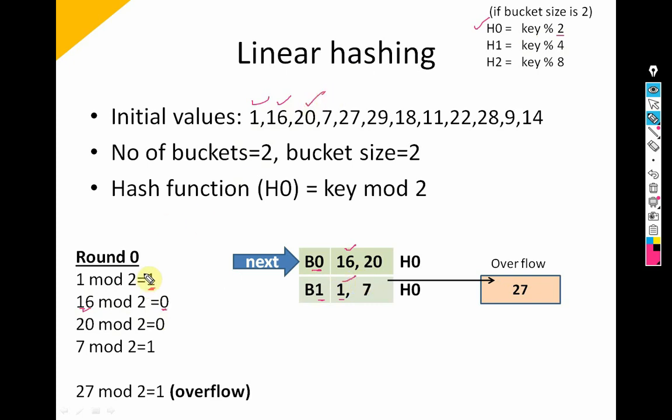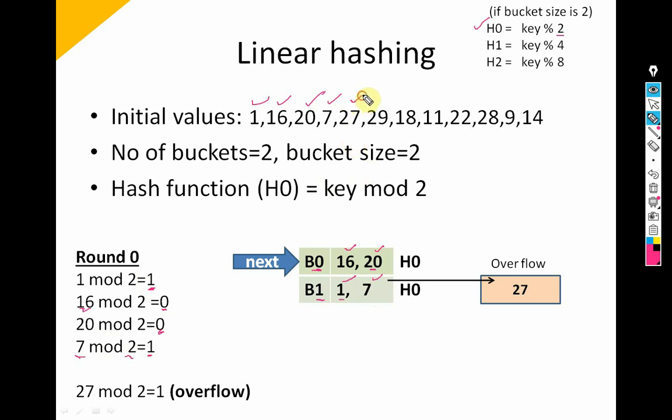I am taking 20. 20 mod 2 is 0. So 20 is to be stored in the 0th bucket. 20 is stored in the 0th bucket. Now I am taking 7. 7 mod 2 is 1. 7 is to be stored in the first bucket. So the data 7 is stored in bucket 1, in the first bucket.